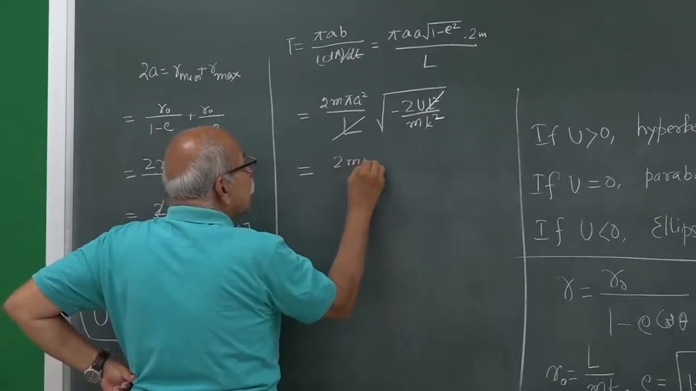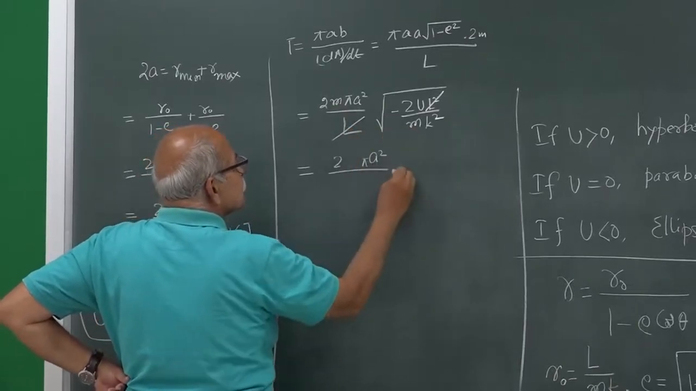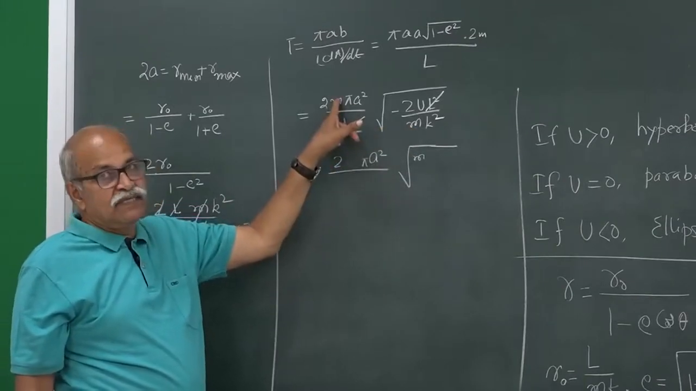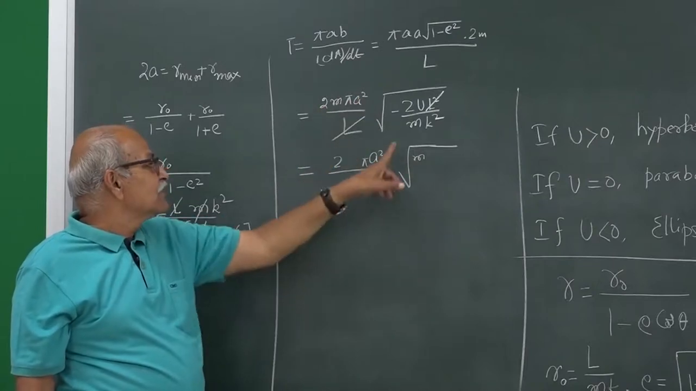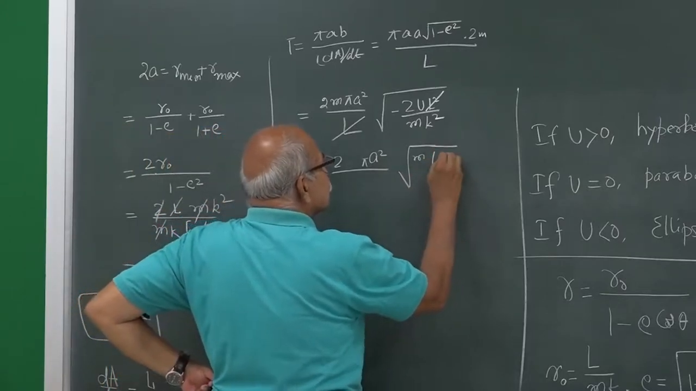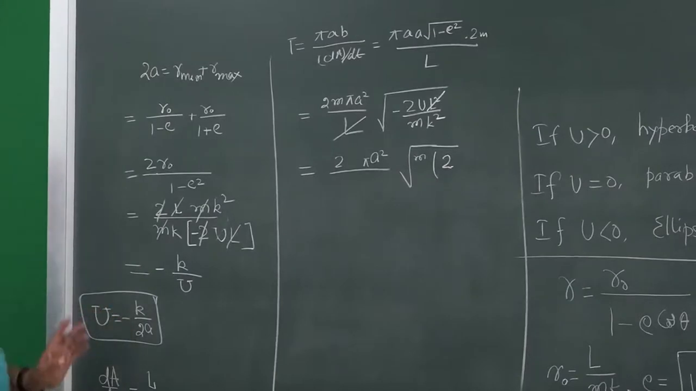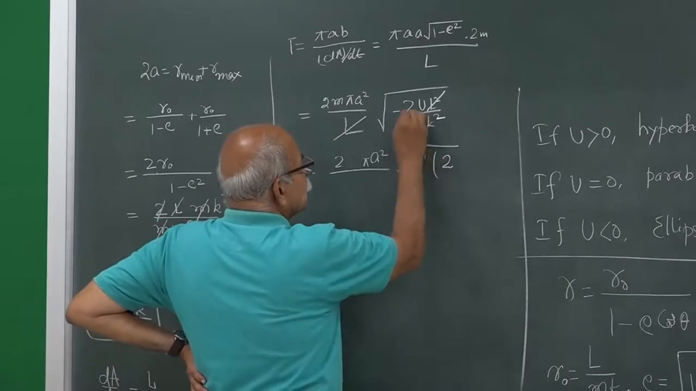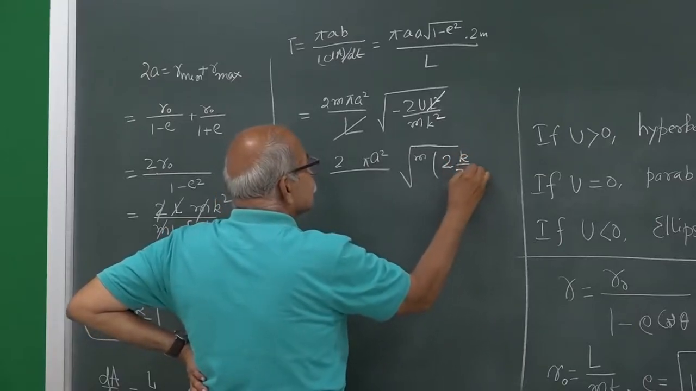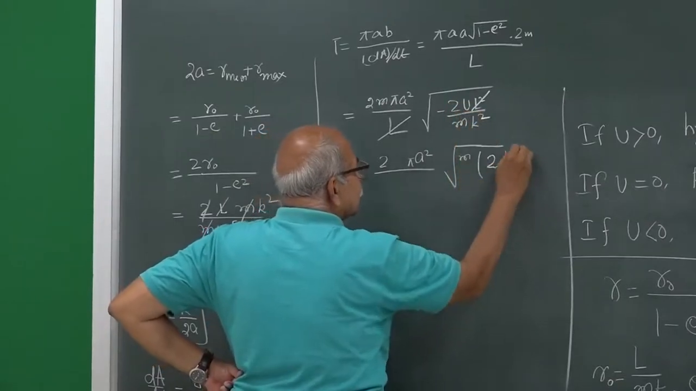So this is equal to 2m pi a square divided by this m. I can take m inside the square root, so square root of m here and square root of m here; when you cancel, square root of m goes in the numerator. We have written 2 pi a square, and therefore we only have to write the rest of it. So minus 2 times minus u. What is minus u? Minus u is k by 2a. So this is 2 times k by 2a, divided by k square.